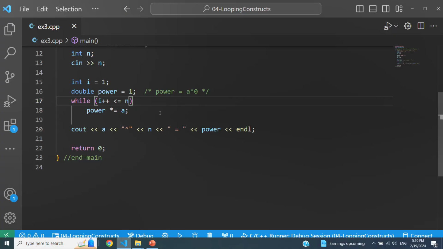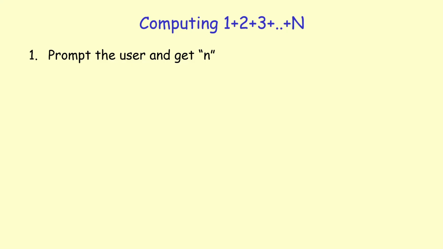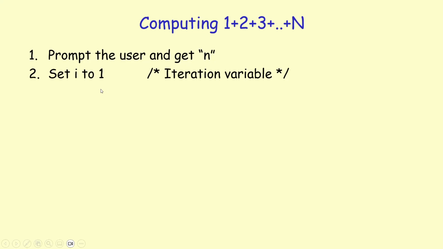Let's look at a new problem, which is computing the summation from 1 to n. 1 plus 2 plus 3 plus dot dot dot plus n. We prompt the user and get the value of n. Again, we set i to be 1, so i is the first number in the sequence, then it will be 2, then it will be 3, and eventually it will be n, right? So set the running sum in a sense to 0 to start with. The running sum is 0.